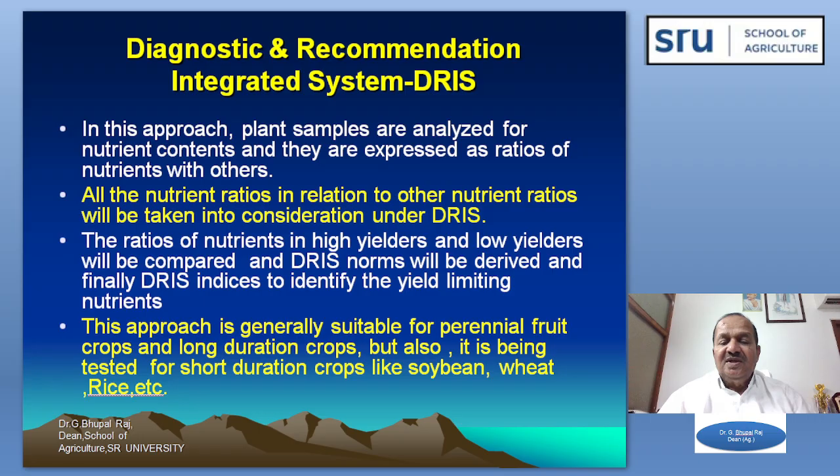As I told, first we have to establish the DRS norms and then calculate the DRS indices. Depending upon the DRS index values, we can define whether the sample is deficient or sufficient. The approach is generally suitable for perennial fruit crops, which are long duration crops. But now DRS is coming up well not only in long duration crops, but also in short duration crops like soybean, wheat, and rice.